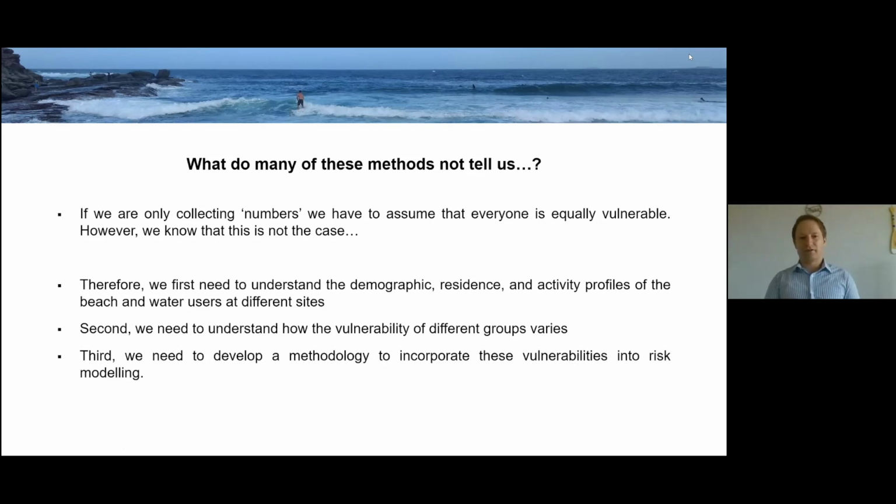To do this, we then need to understand the vulnerability of these different groups. Those surfers have a different level of resilience to the tourists who come in once per year, for example. And then we need to basically incorporate these components into our risk modeling. They're a really key component.